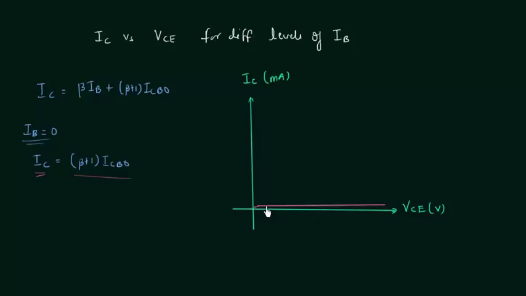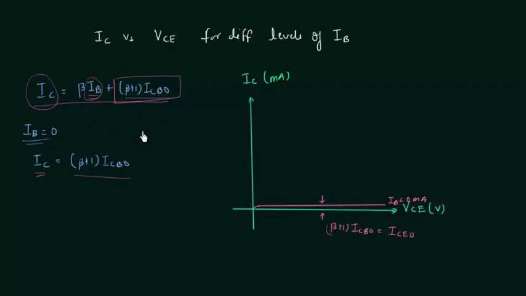which is equal to beta plus 1 times ICBO, or it is equal to ICEO when the base current IB is equal to 0 milliamps. This small current is the leakage current in the common emitter configuration, and you can clearly see this equation is independent of output voltage VCE. It clearly depends on the input current IB and the leakage current. The leakage current part is constant, so it depends on IB.